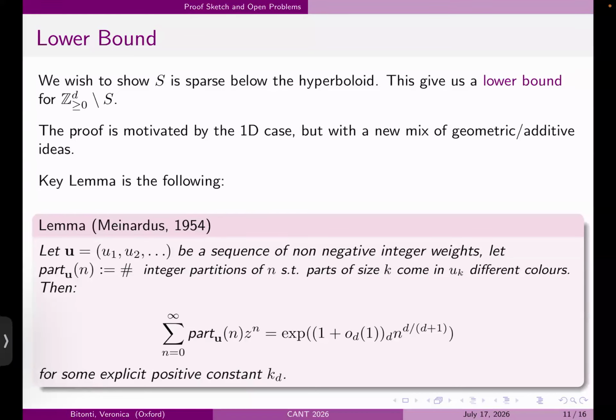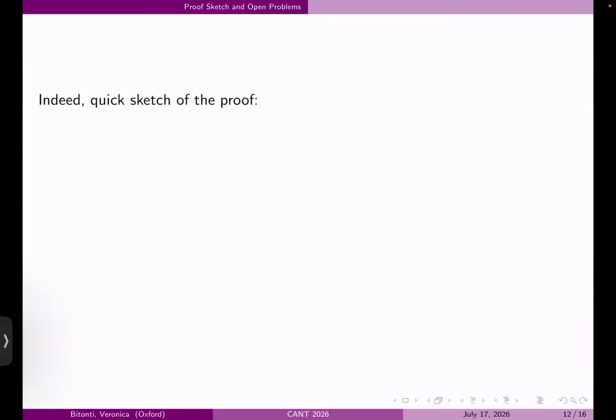And in particular, we have that the constant is an explicit constant. So this was for us then the main result, because with this in mind, we were able, as I said, to prove the lower bound. So how did we do that?